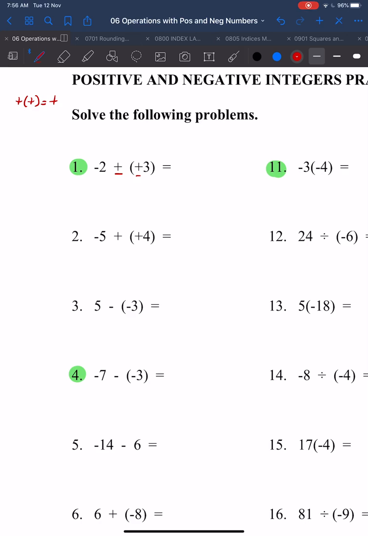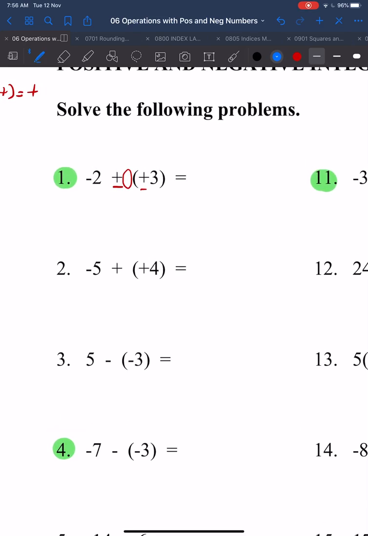And you might say, Miss Nas, I don't see any number over here. Of course, there's a number there. There's an invisible positive 1 there. If there's no number and you have two positive signs beside each other, that means it secretly wants you to multiply positive 1 by positive 3. So positive times positive gives you a positive answer.